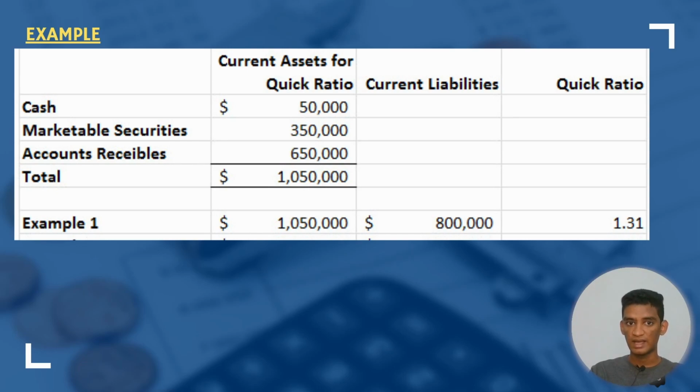So the total current assets that we are considering for quick ratio are $10,50,000 and the current liabilities are $8 lakh. If you divide 10 lakh 50,000 by $800,000, you will get 1.31, which is the quick ratio for the company. So the difference between current and quick ratio is that in quick ratio we do not consider the less liquid assets like inventory, and that gives us a more conservative approach.